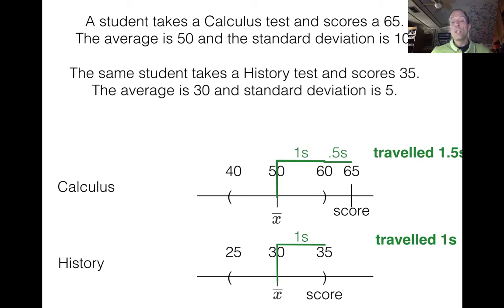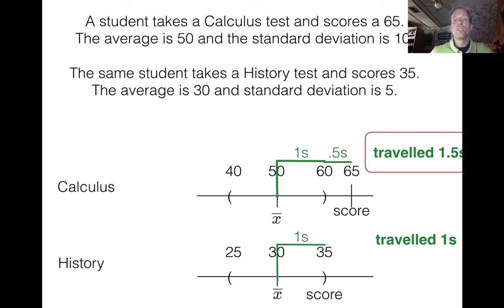So in which case, the top or the bottom, did that person travel more standard deviations from the average? Now the answer is going to be with the calculus, because they are half a standard deviation further away from the average than they did when they took the history test.